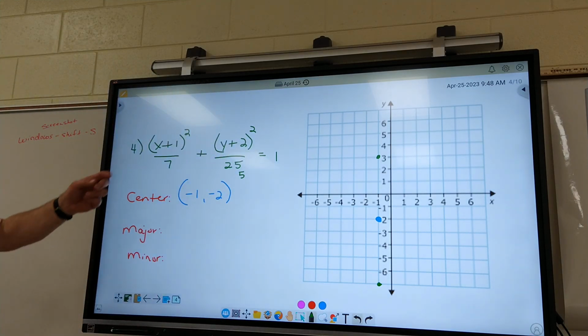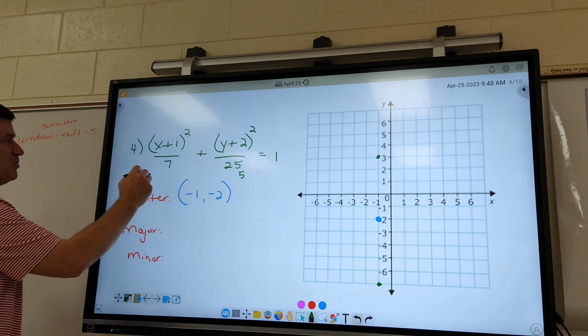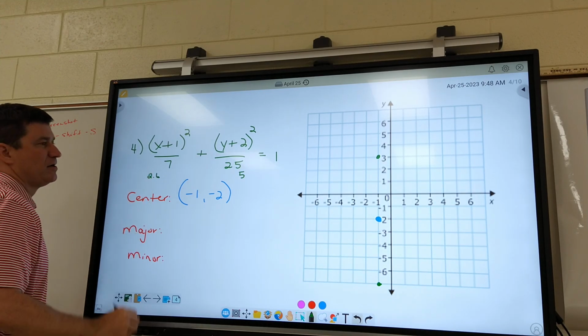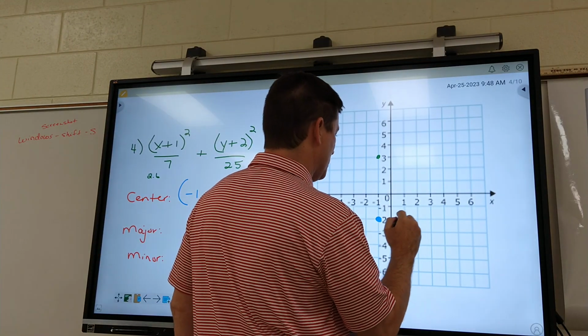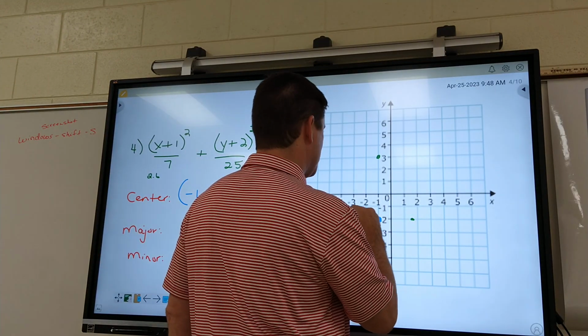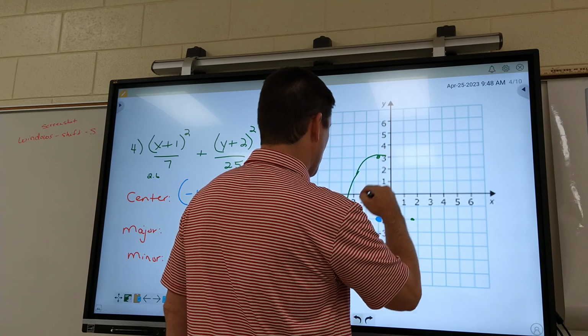All right, somebody find the square root of 7 for me. Make it a decimal. 2.6. We good? So on the x-axis, left to right, 1, 2.6. Draw your oval.